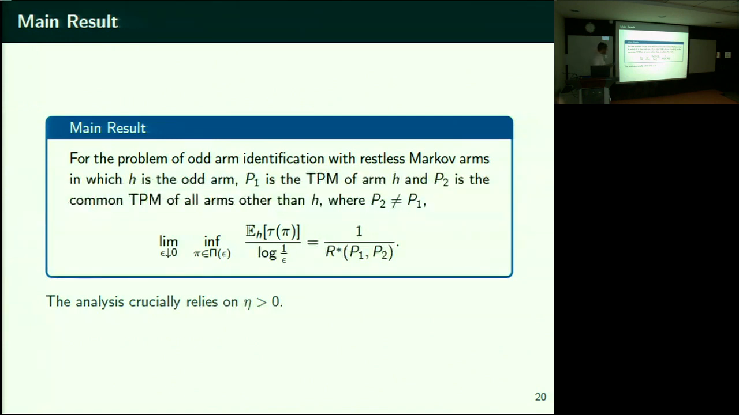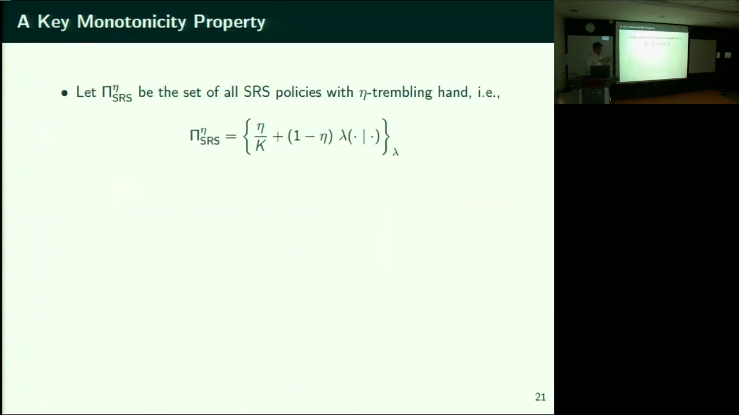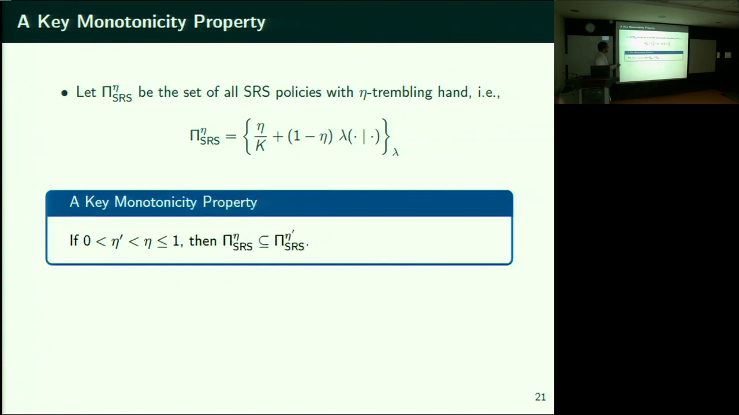So this is for the restless setting. So I'll just take 5 minutes to tell what happens when you don't have a trembling hand. Okay, so these were the set of trembled policies that you were looking at before. This has a very nice property. The property is that if you take a smaller trembling hand parameter, all the policies that were there before are also there in the new trembled world. Okay, so this set of policies will keep growing, and you expect that, right? Because here all the policies are required to have a probability of at least eta by k on each arm.